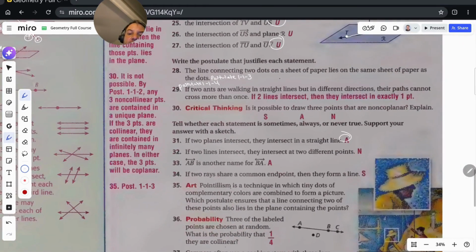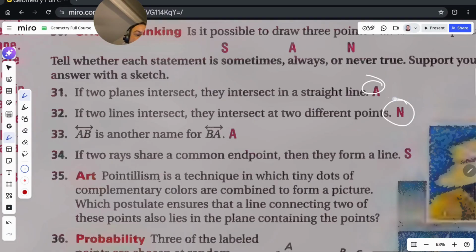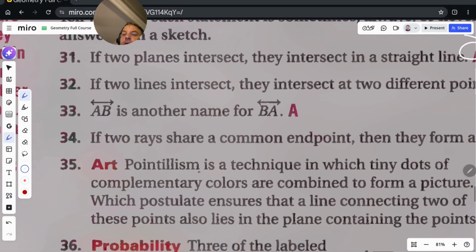All right, so 32 is never. 33, line AB is another name for line BA. Yes, always.